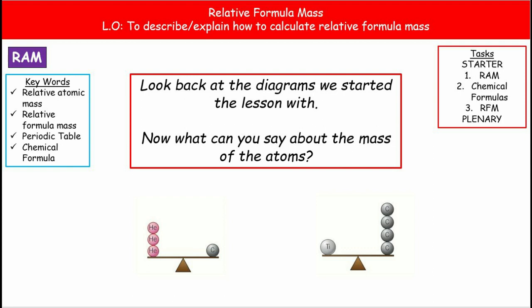Hopefully what we said is that the diagram on the left, our little red ones, the heliums, are 1/3 the mass of carbon. And on the right, we would say that our carbon atoms on the right hand side of that diagram are 1/4 the mass of the one on the left there.